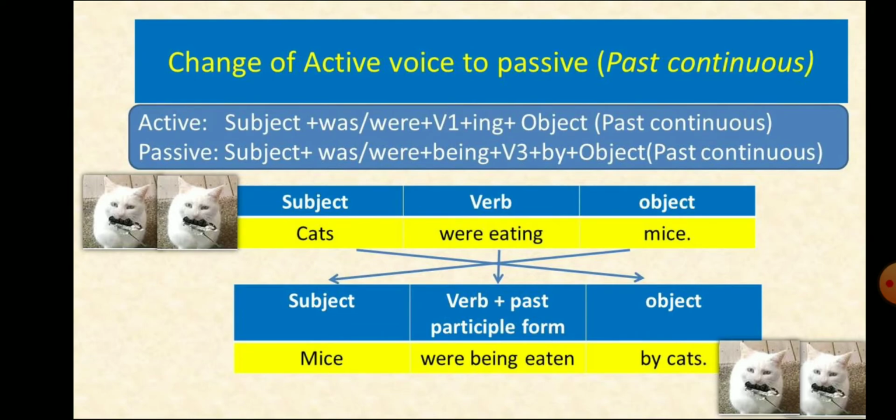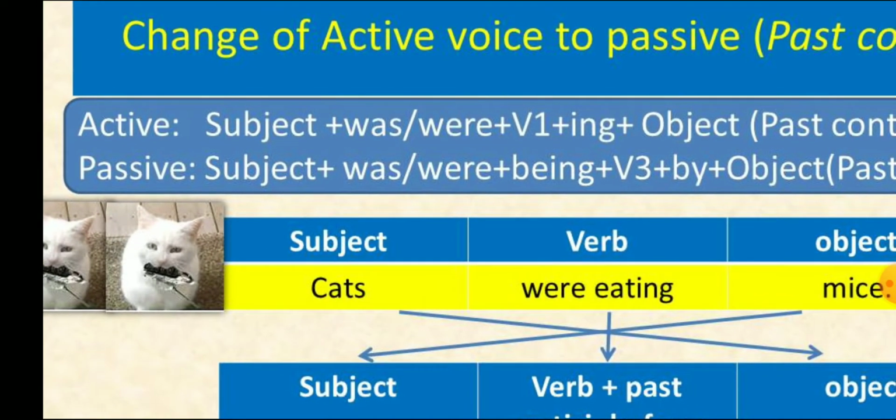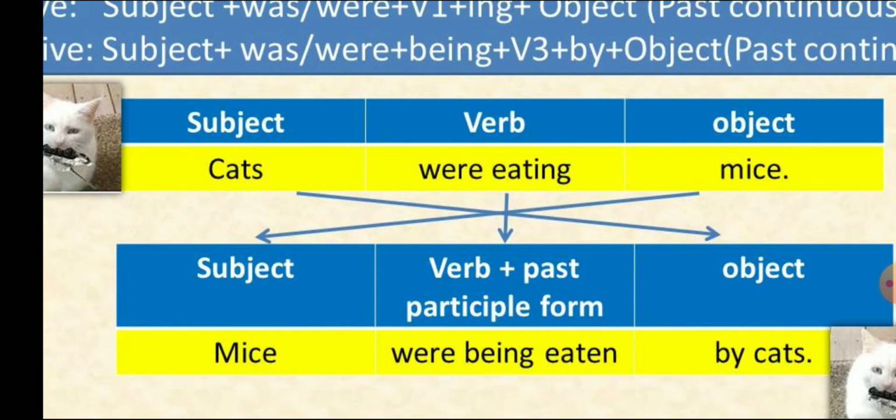Next, let us see how to change from active voice to passive voice for past continuous tense. Now, let us see the structure for past continuous in active. Subject plus was or were plus V1 plus ing plus object. And in passive, it is subject plus was or were plus being plus V3 plus by plus object in passive. Now, here is an example. Subject cats, verb were eating, object mice. So cats were eating mice.